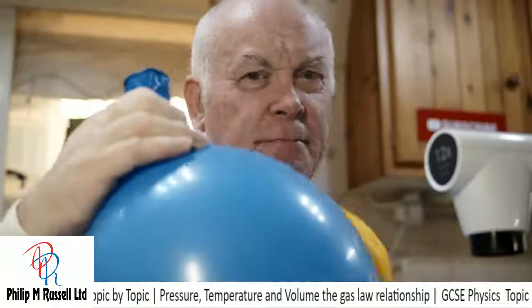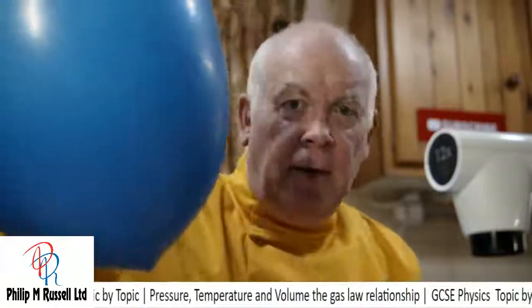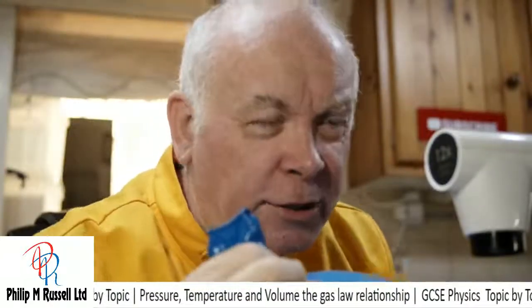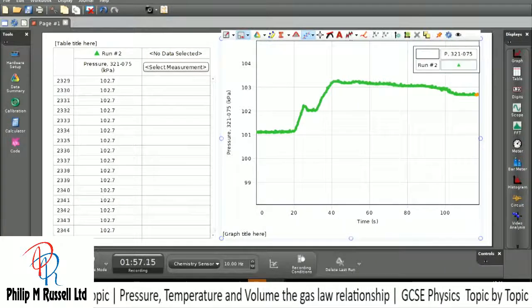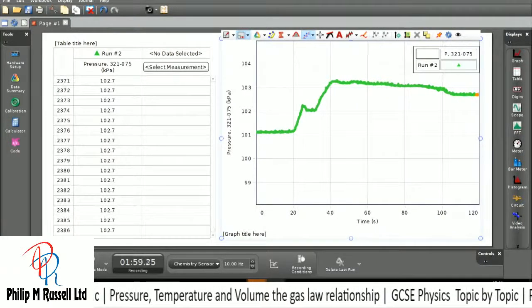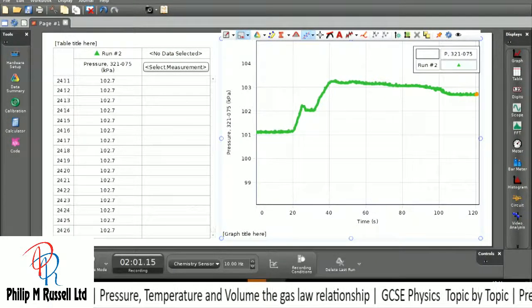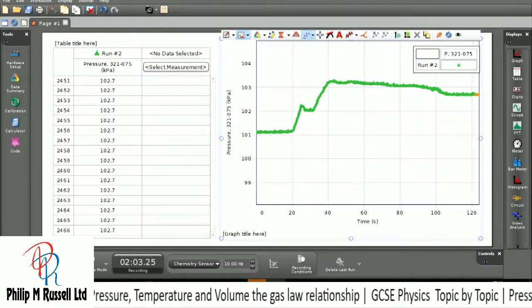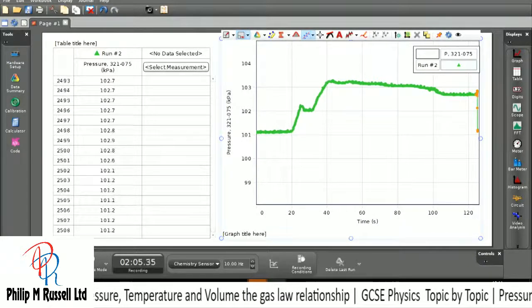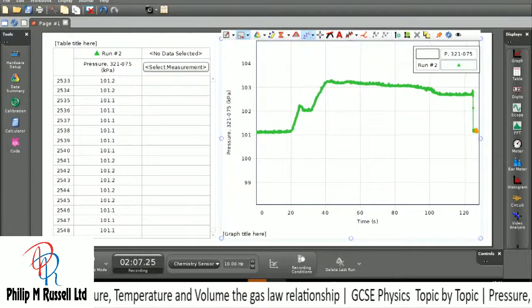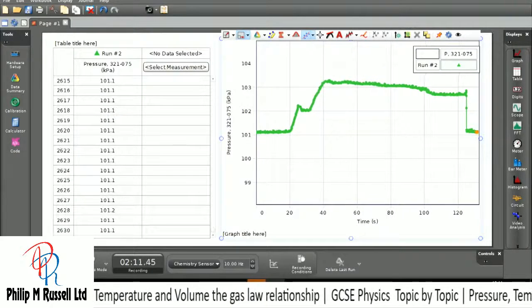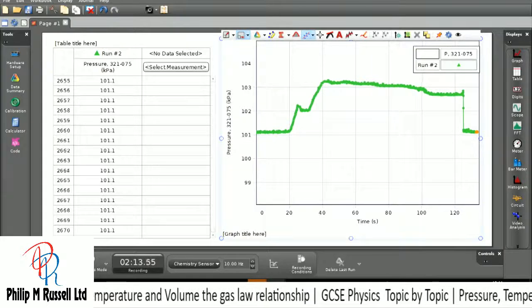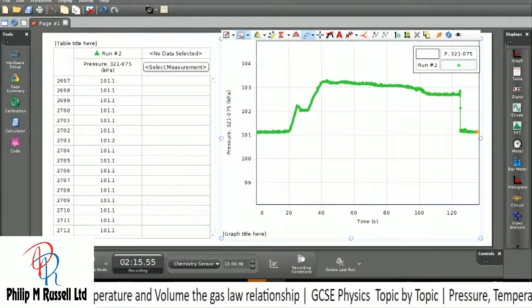And that's about as much pressure as I can get in. We've made the balloon quite large. It's gone up to, as we can see, only 103 pascals. And if I release the air quickly, let's see what happens. And there we've got the pressure suddenly dropping, and we're returning back to normal.